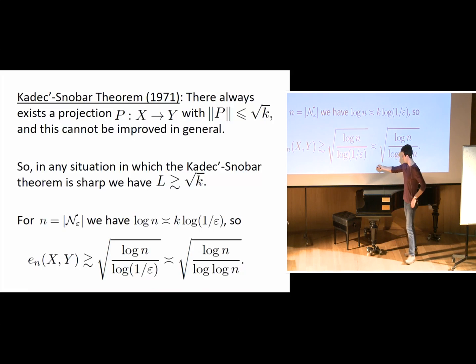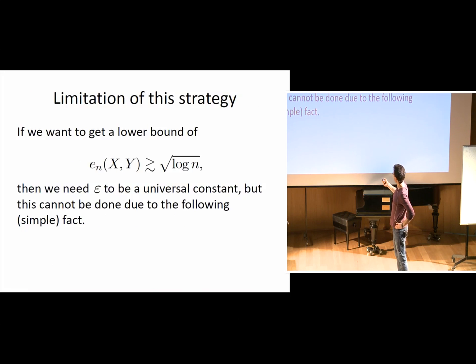We should get epsilon, make epsilon be a constant. Right, this is our enemy here. Okay? But this is a real issue. You cannot get epsilon to be a constant in this strategy. So if we want to get the lower bound, we need to get epsilon to be a constant.